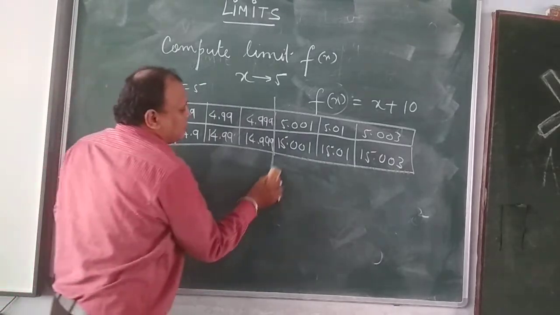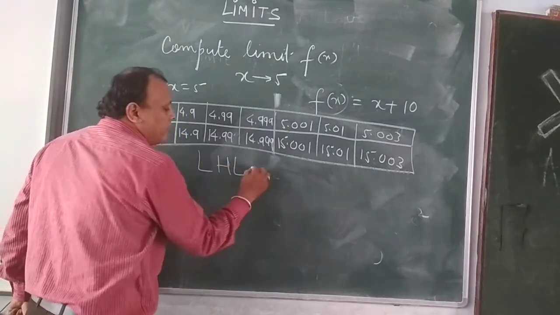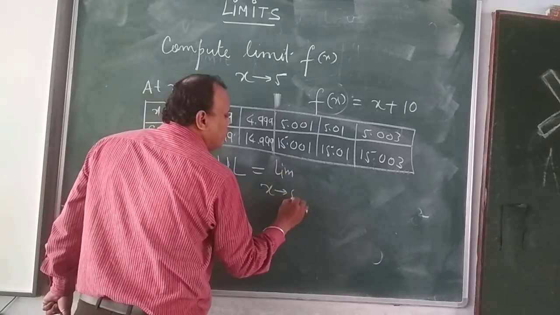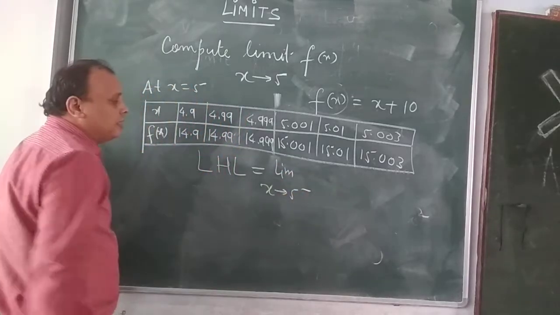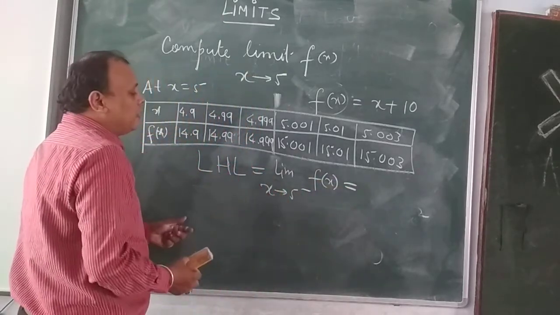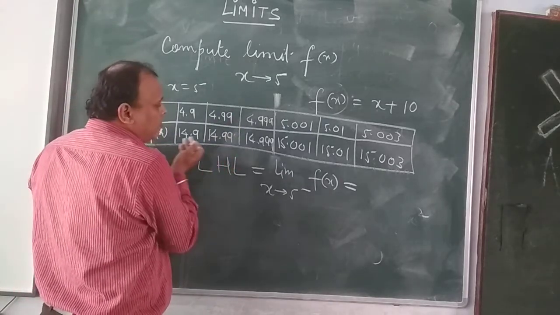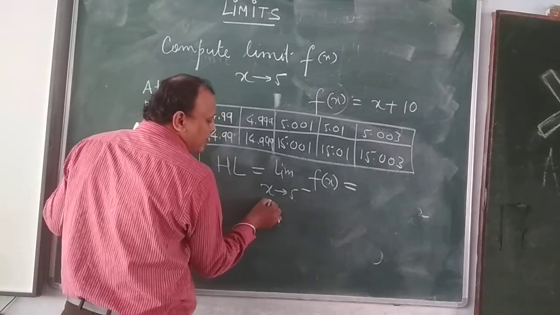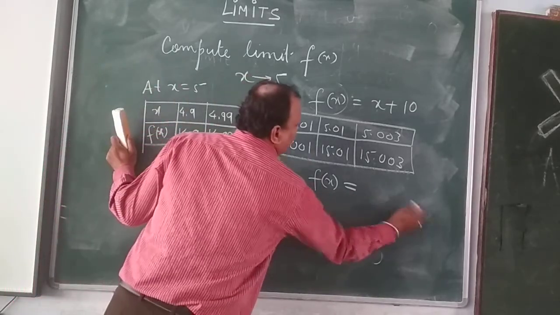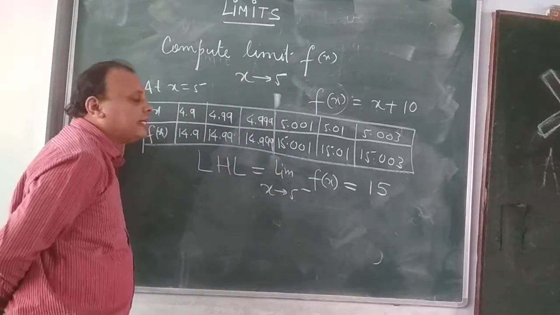So we write it that the left hand limit of the function, which is nothing but limit as x tends to 5 from left hand side, f of x is nothing but equal to what? When you approach 5 from left hand side, the value of the function approaches 15 from left hand side. So the value of the function from left hand side is 15.